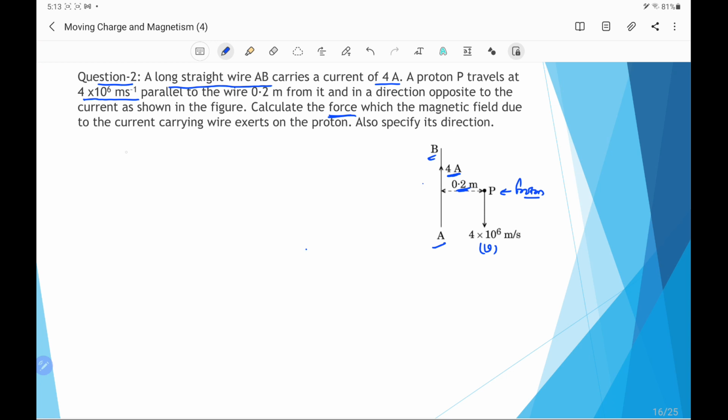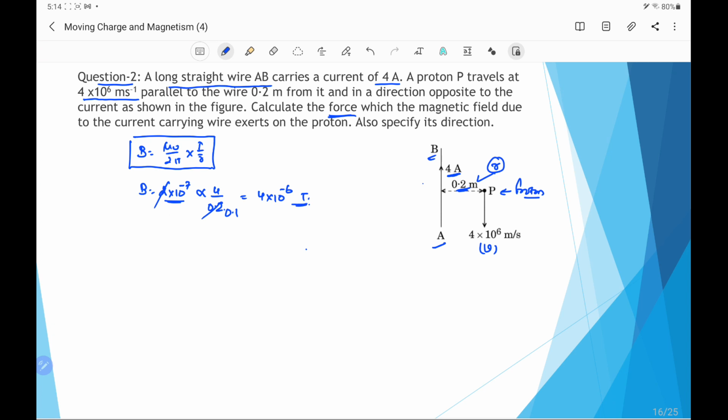We know that an infinite long straight wire creates a magnetic field that is given by mu naught by 2 pi into I by R. Using this formula, we can write mu naught by 2 pi, which is 10 power minus 7 Tesla meter per ampere. This is the mu naught by 2 pi. I is 4 ampere and R is 0.2. This is the R. So we cancel this 0.2, it is 0.1, and simplifying we will get 4 into 10 power minus 6 Tesla.